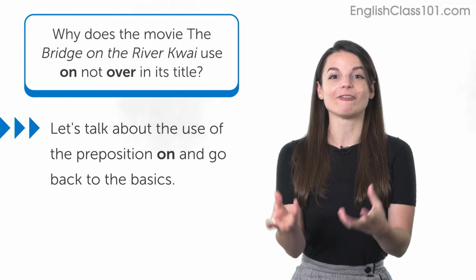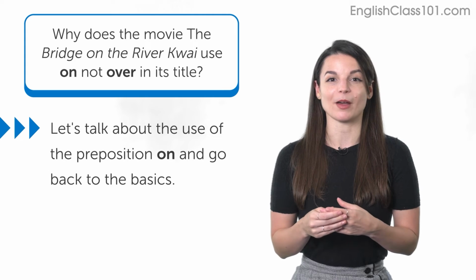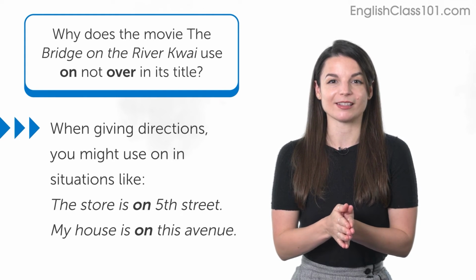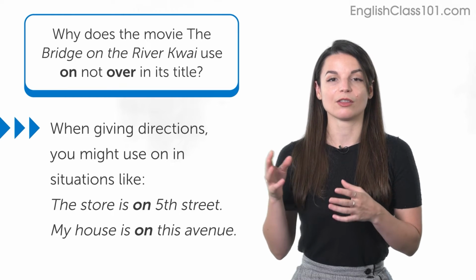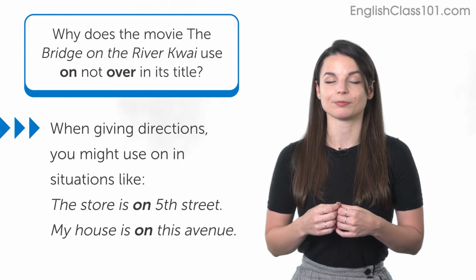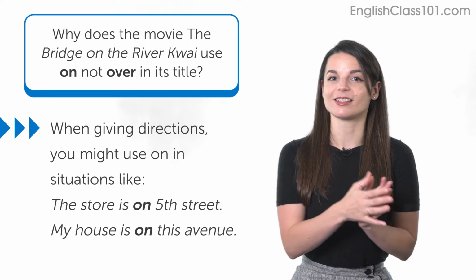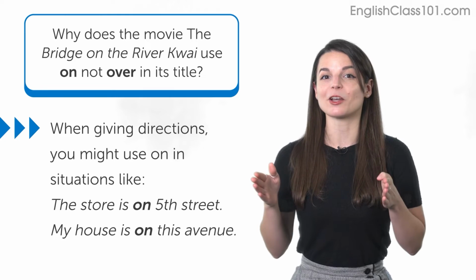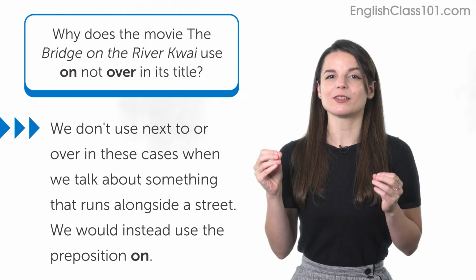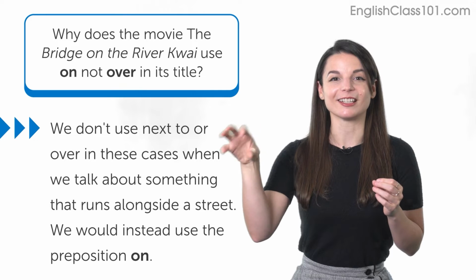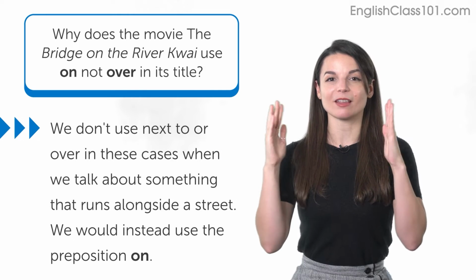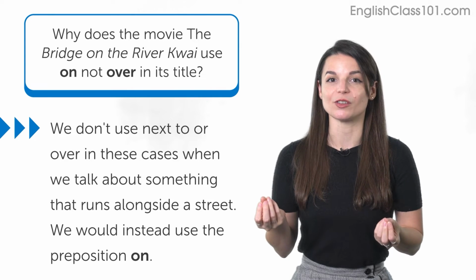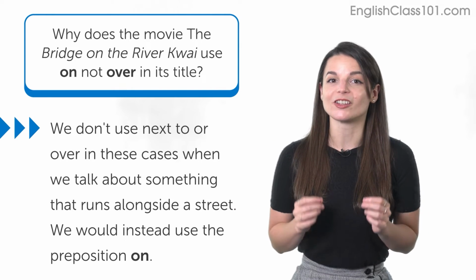Let's go back to a very basic English lesson to talk about this. Remember when you were studying directions, giving directions for something in a city, and you had to say sentences like, "The store is on 5th Street," or "My house is on this avenue." We use "on" when we talk about the street that something is located next to, right? So we don't say "next to" or even "over" in these cases. When we talk about something that runs alongside a street, we use the preposition "on" to do that. We can apply the same logic in this case.